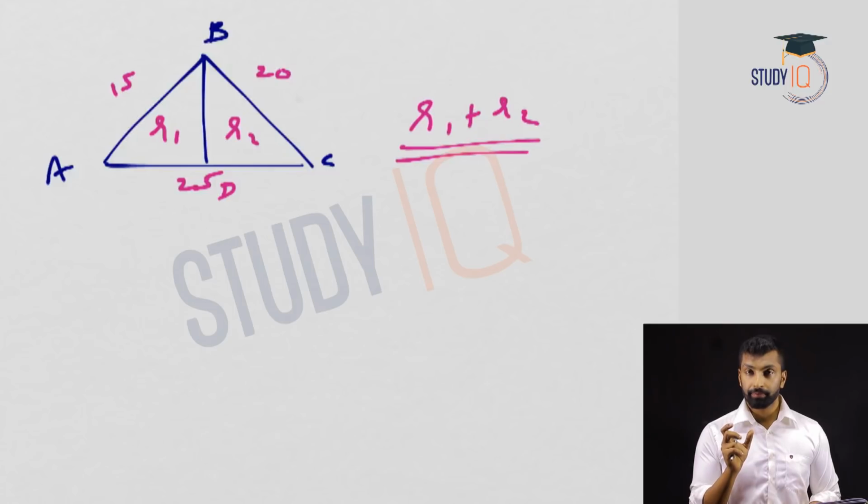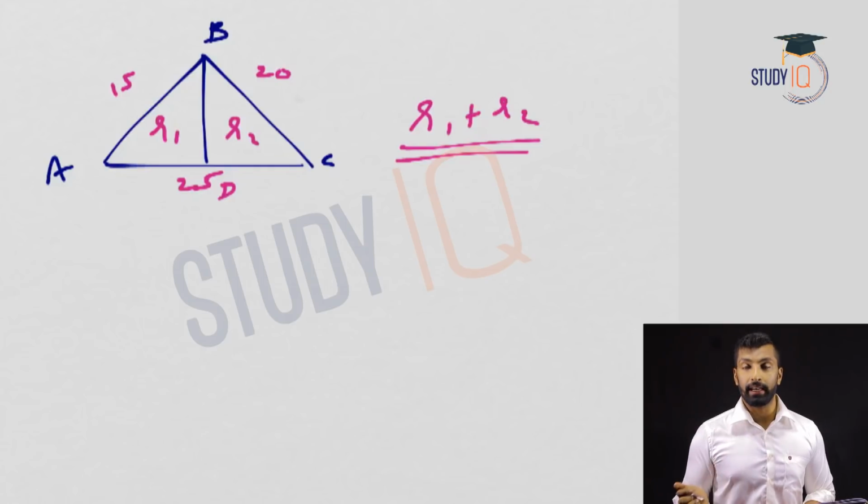Then there are 2 incircles, one in each triangle. R1 and R2 are the inradii of the respective incircles. Find the sum of the radii. R1 plus R2 is what you need to find out. How will you proceed? Just think of it, pause the video, think of it for a moment. Now how will you solve this?